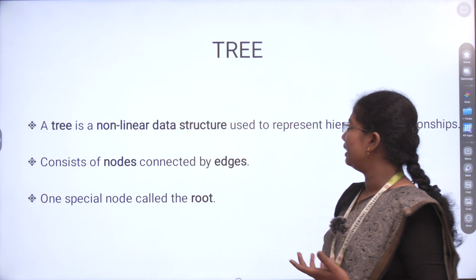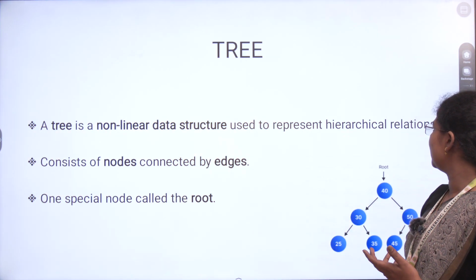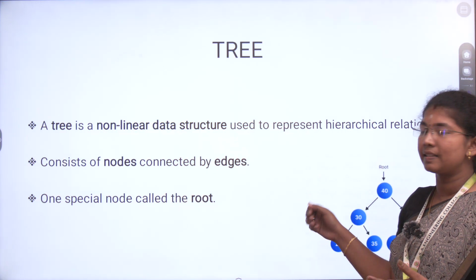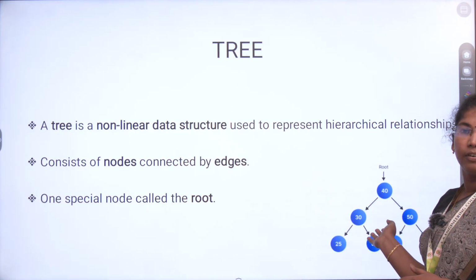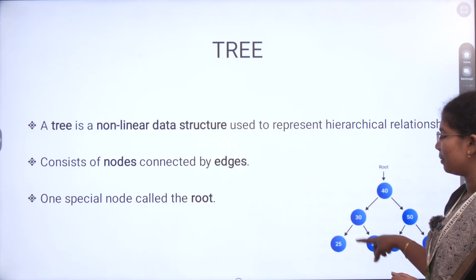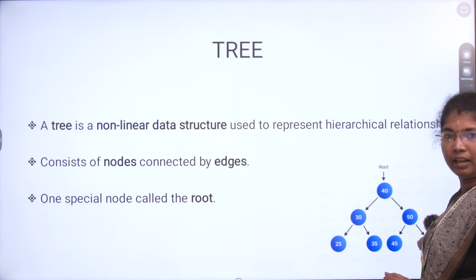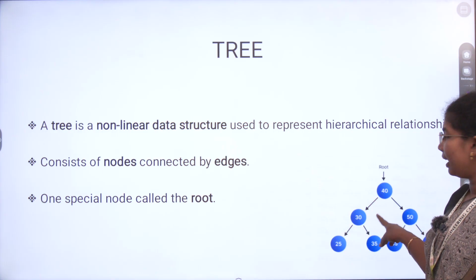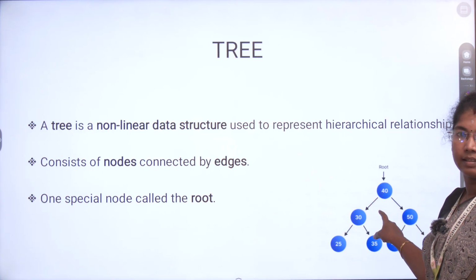A tree is a non-linear data structure used to represent hierarchical relationship. So what is a hierarchical relationship in this case? This is an example for hierarchical relationship. Here we have a root node, some left subtrees and some right subtrees. So these circles are called nodes and these arrows are called edges.